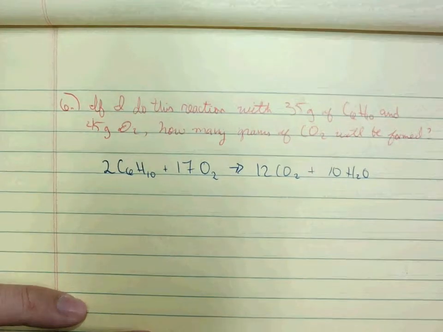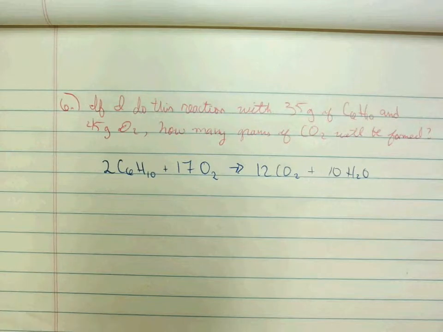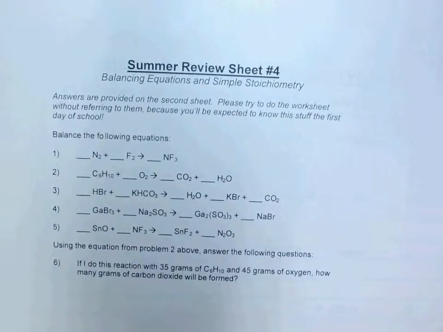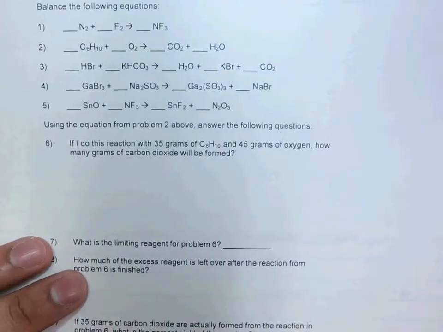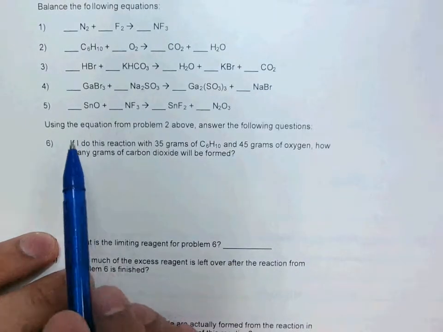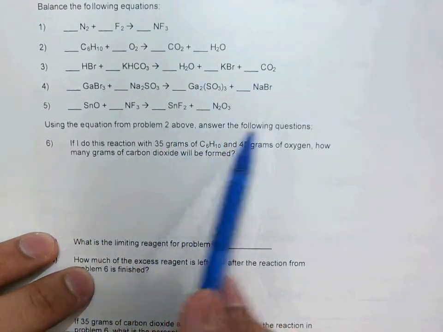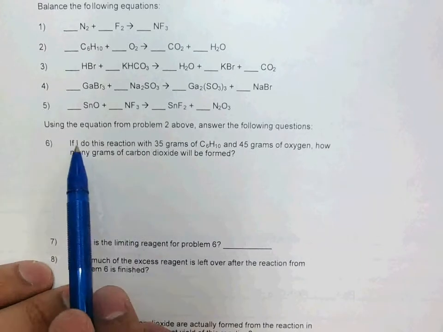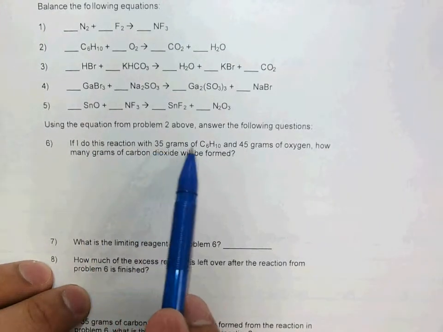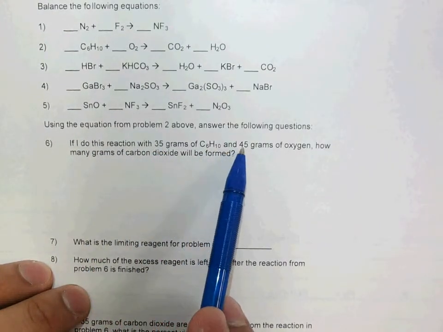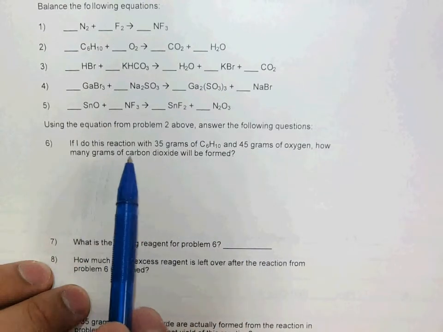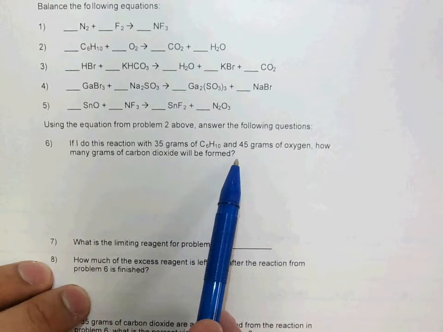Alright, welcome to part 2 of the video, which is the one where we're actually solving our first stoichiometry problem. This comes from question 6 in the summary review sheet number 4. The problem asks, using the equation for problem 2 above, answer the following questions. If I do this reaction with 35 grams of C6H10 and 45 grams of oxygen, how many grams of carbon dioxide will be formed?